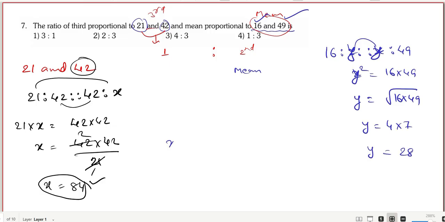What are we asked to find out? We are asked to find out a ratio between these two numbers. That is the ratio between 84 and 28. Both are divisible by the 7 table. 7 12s are 84, 7 4s are 28. Then 4 1s are 4, 4 3s are 12. So the required ratio is what? 3 is to 1. That is, the first option is the correct one.